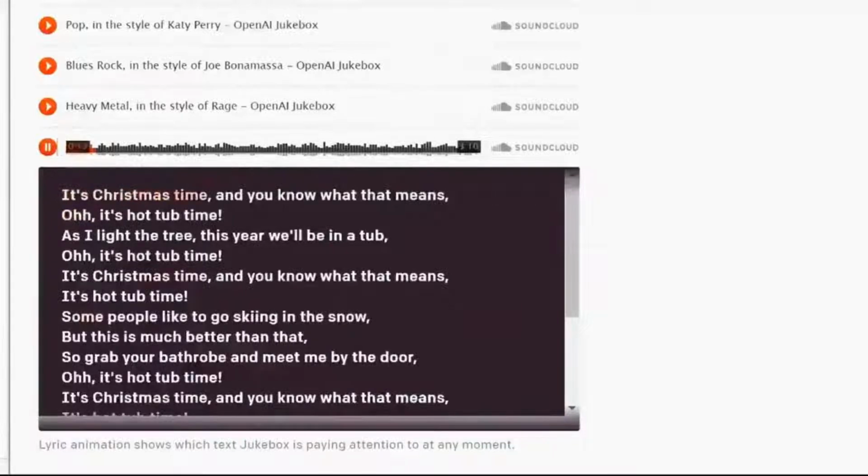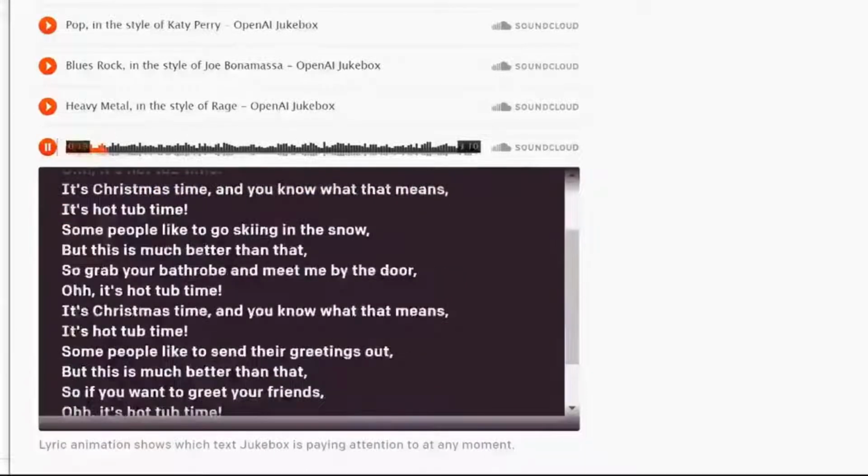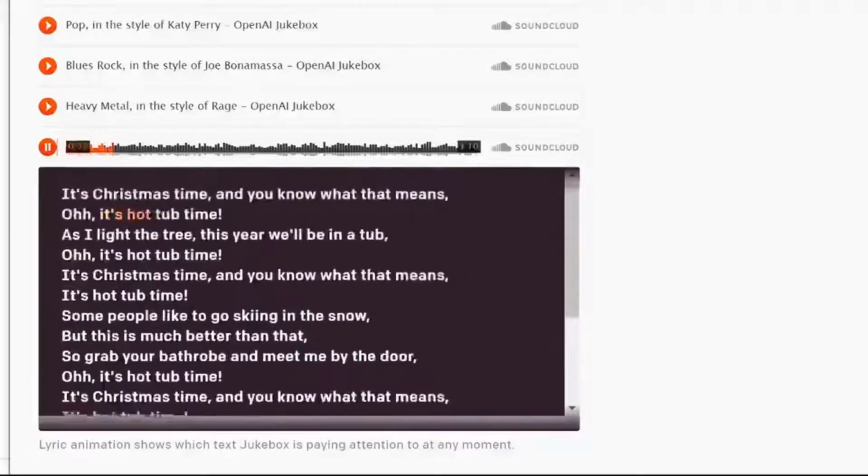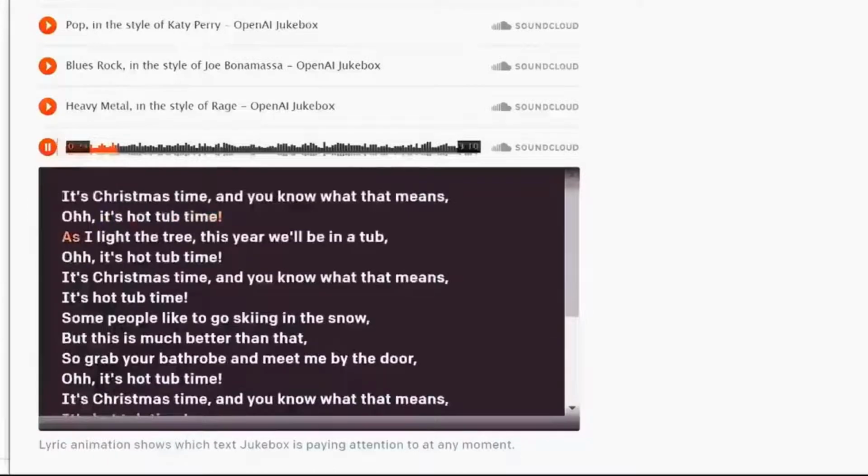It's Christmas time and you know what that means. Oh, it's hot tub time. As I like the tree this year will be.